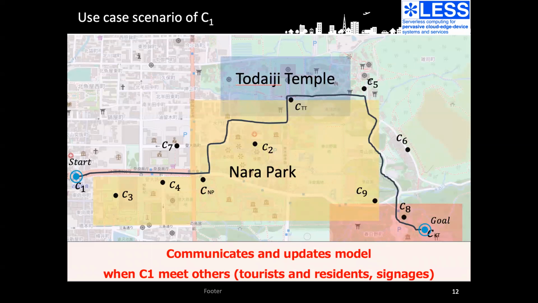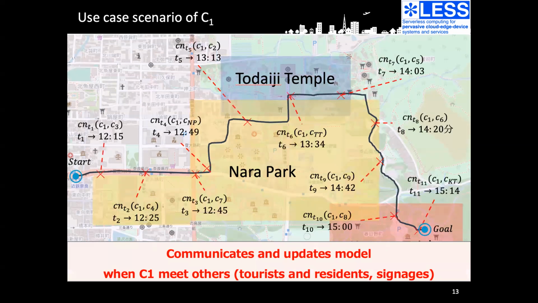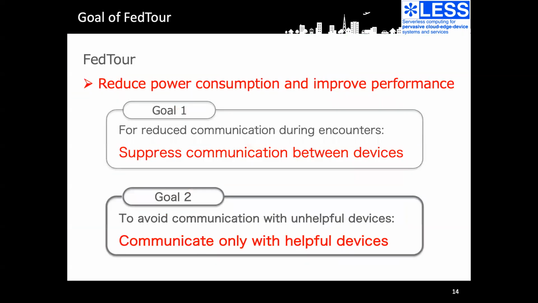In one scenario, we have C1 located on the left side of this slide. C1 will encounter other devices as he goes through each spot. Tourist C1 communicates with other tourist devices and trains its own model using FedTour. Based on the use case scenario, FedTour should improve model performance while limiting communication and model updates.